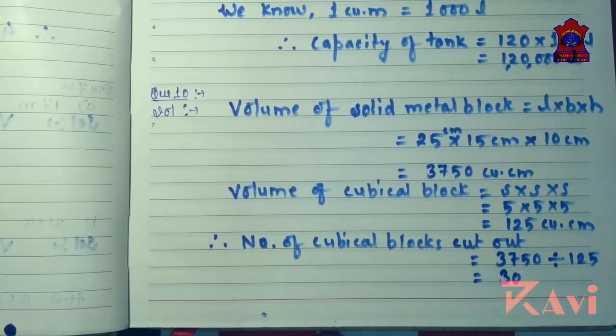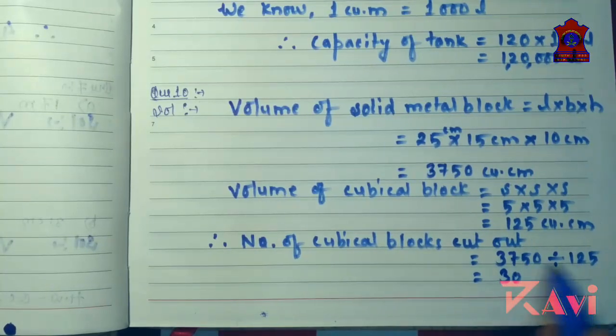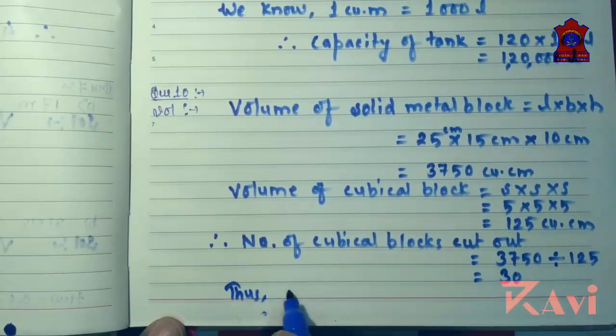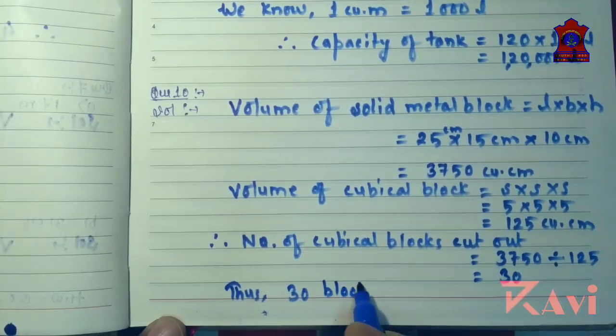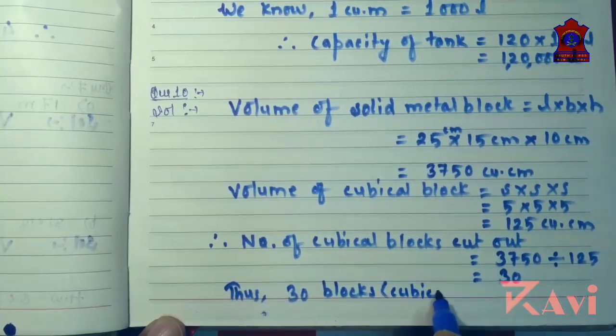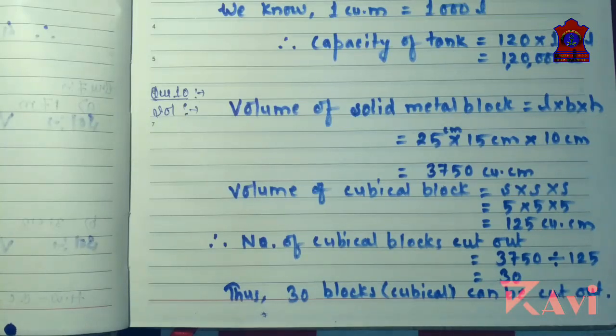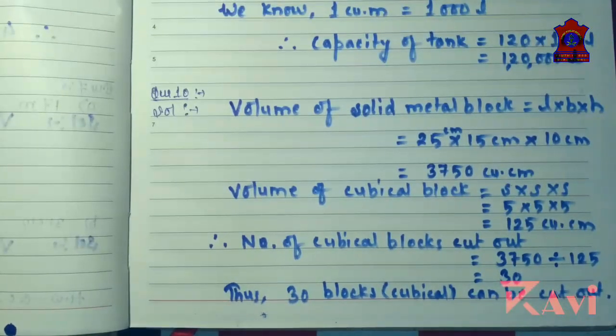See here, you can do the division in the rough part and write this answer. Thus 30 blocks, in bracket you can write cubical, or you can write 30 cubical blocks can be cut out. Okay, like this you just try and understand all these questions and solve it like this.